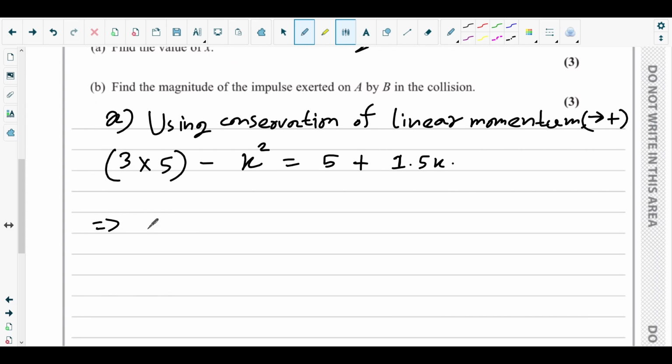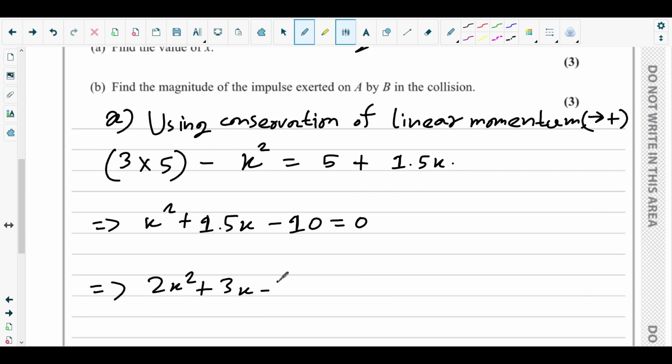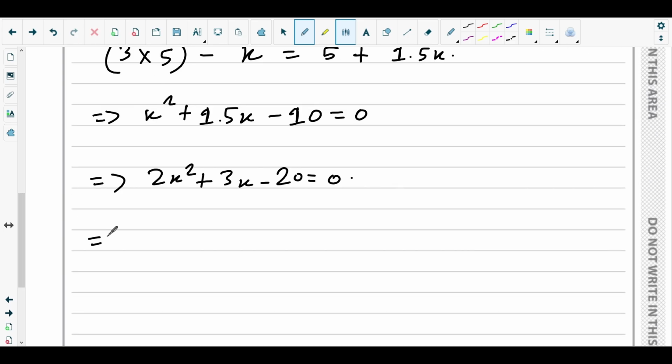So take x squared to the right side, so x squared plus 1.5x, 3 times 5, that is 15. So if you take it to the right side, it will become negative 15. So negative 15 plus 5, that is negative 10 equals to what? 0. So basically 1.5 is 3 over 2. So multiply both sides by 2. You will get twice of x squared plus 3x minus 20 equals to what? 0.